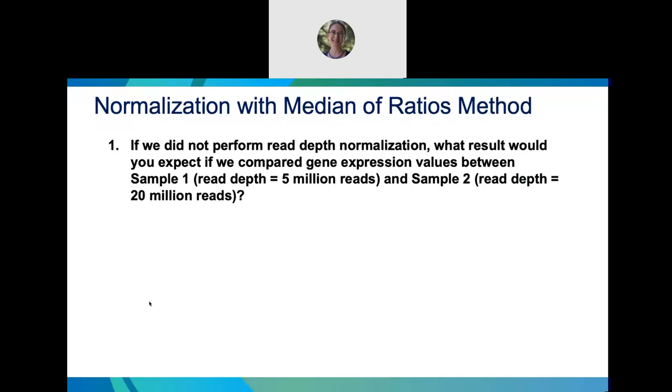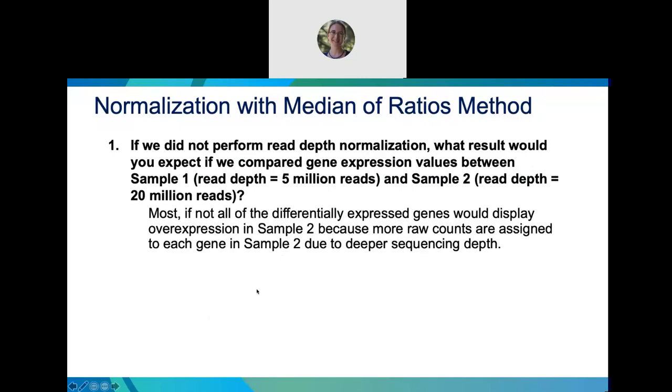Right, exactly, Hanley. So we would expect the difference would be significant and they would be differentially expressed. So basically, we would think if we get differentially expressed genes, most, if not all of them, would look like they were overexpressed in sample 2 because more raw counts are simply assigned to each gene in sample 2 due to deeper sequencing depth. So as a researcher, why would this result be problematic?